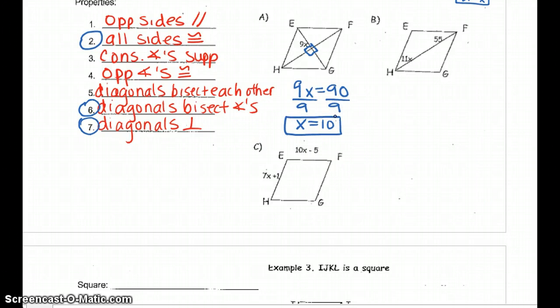In B, we know that opposite angles are congruent. So the entire angle here on each opposite side is congruent. But we also know that the diagonals bisect the angles, which means all 4 of those little angles are the same size or congruent. So we can set 11x congruent or equal to 55. We divide both sides by 11, x equals 5.